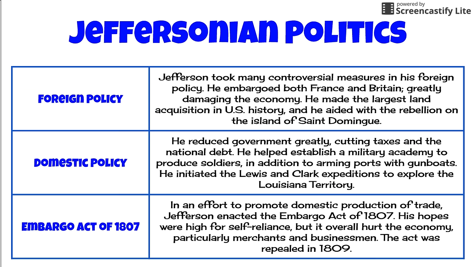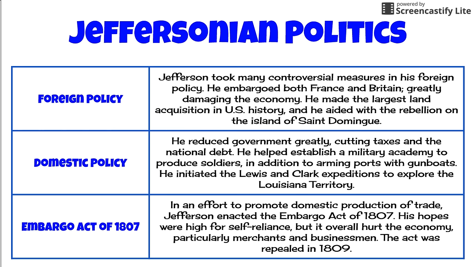In terms of foreign policy, besides the Louisiana Purchase, Jefferson is going to do a lot to try and restrict our interactions with other countries, especially Britain and France, who continue to be at war with each other. So there's a lot of embargoes that come into play. Jefferson decides to embargo both Britain and France, though it does greatly damage our economy in the end, and his popularity does suffer because of that.